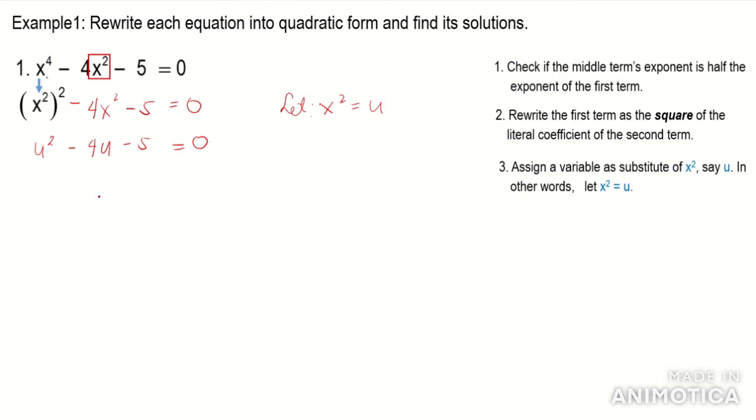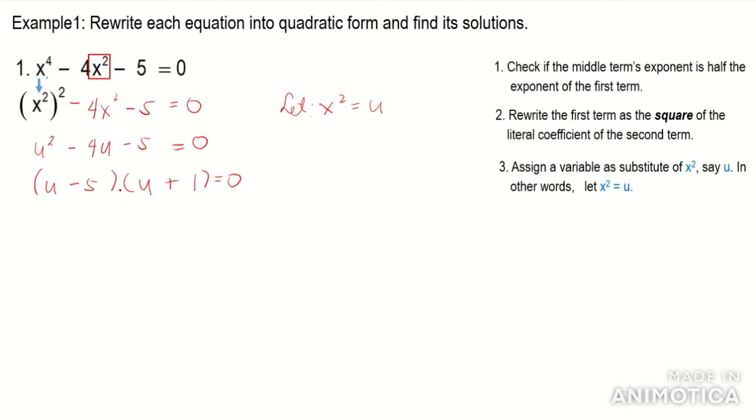Okay? And then, notice na ang equation na ito ay pwedeng isolve by factoring method. So, we're going to find the factors here. What are the factors of u squared? We have u times u. How about the factors of negative 5? When added, the sum is equal to negative 4. So, we have here negative 5 times 1, and negative 5 plus 1 is equal to negative 4.